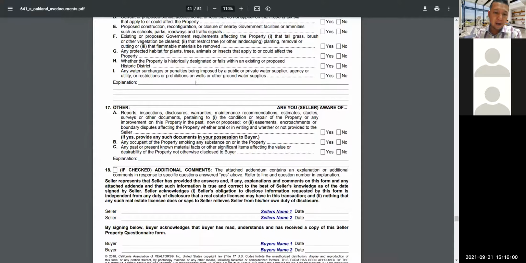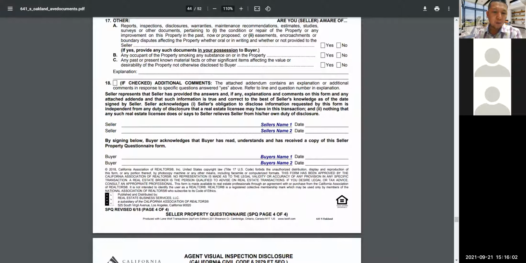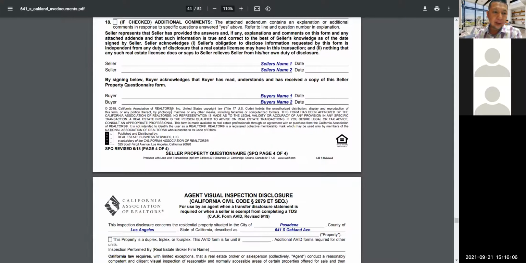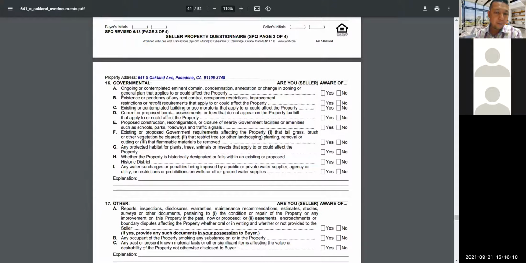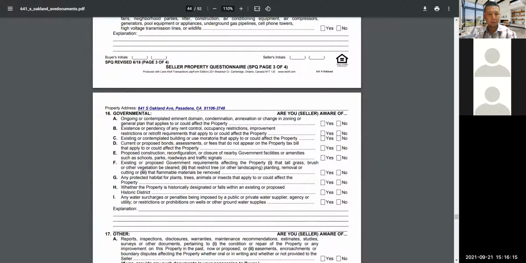All right. Any questions on the SPQ? Okay. Adam, you have a question? Yeah. For disclosure, for the previous seller, not the current seller, the property was used to grow marijuana. Do we still disclose, even if the house has been sold a couple of times?